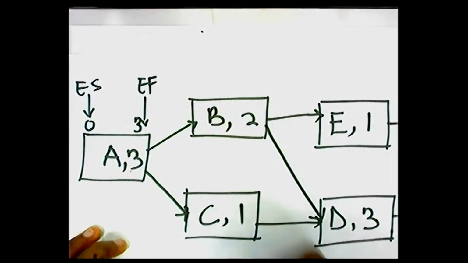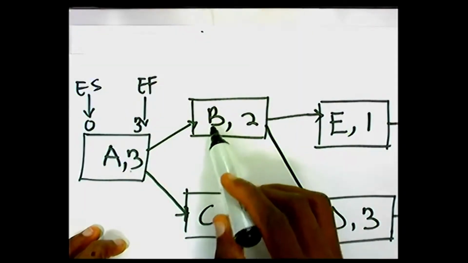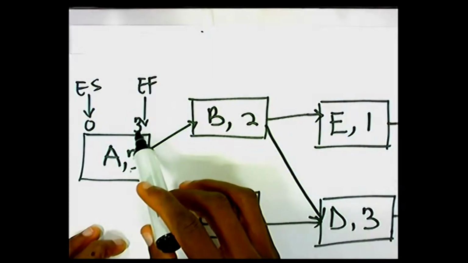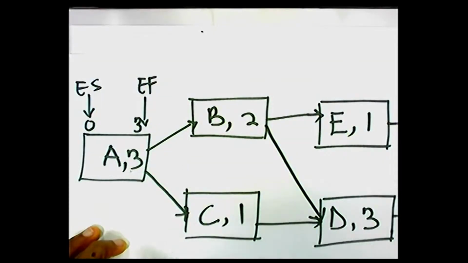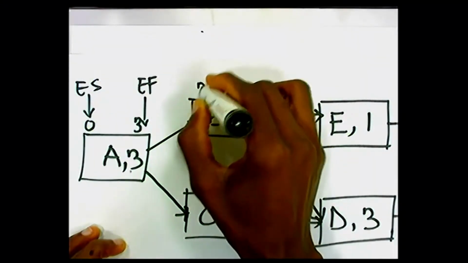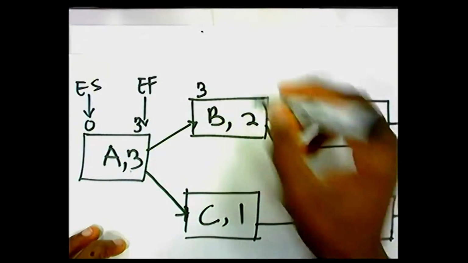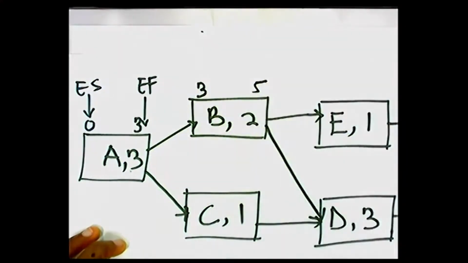The point is, the information says that we can start activity B when we've completed activity A. So when are we completing activity A? It's after 3 months. So when can we start activity B? It's when we've exhausted 3 months. And then when can we complete activity B, which is our earliest finish time? The earliest time we can finish activity B would be 5 months.